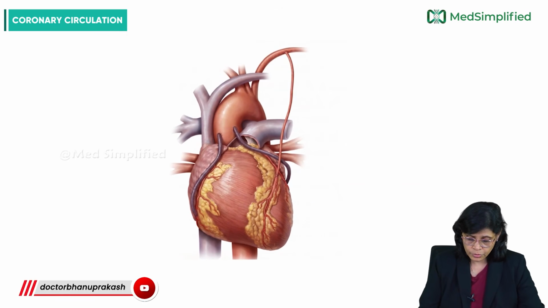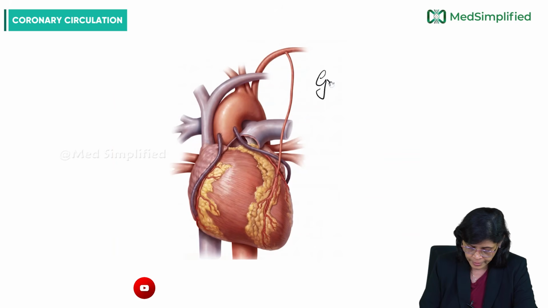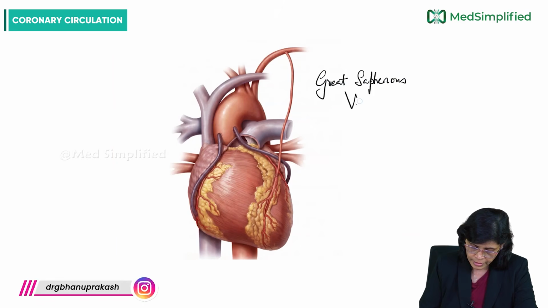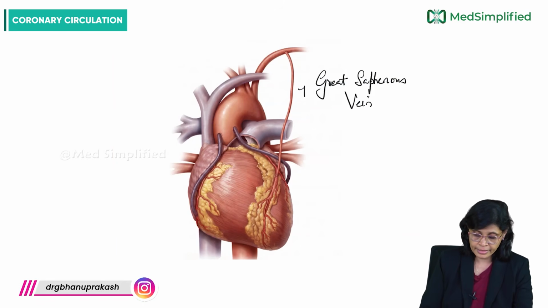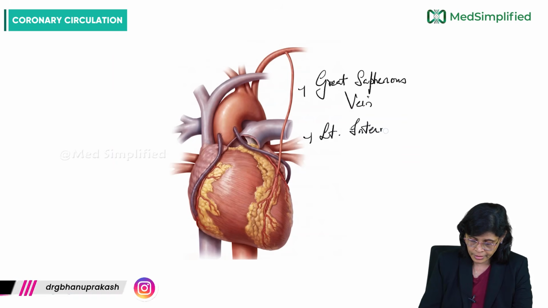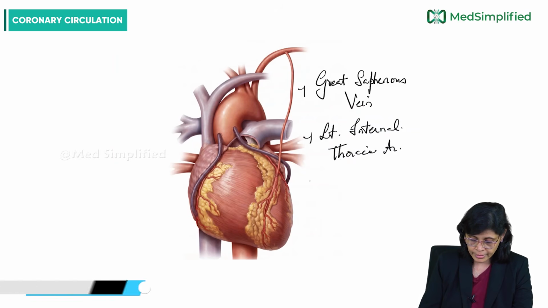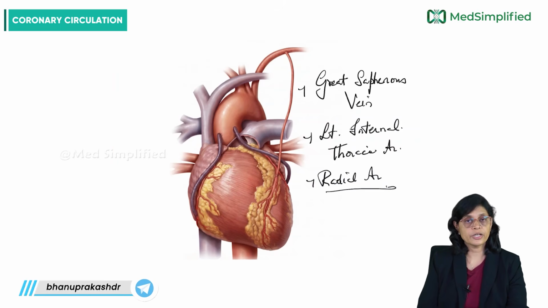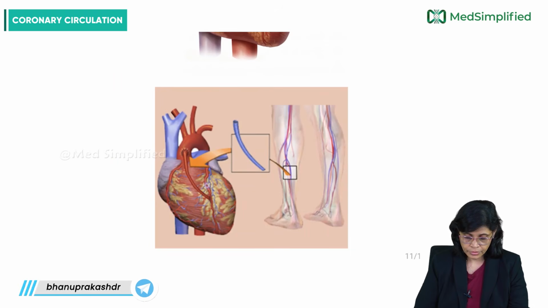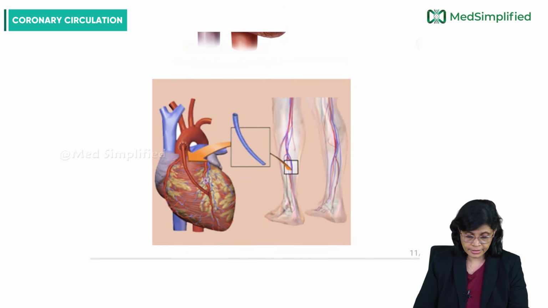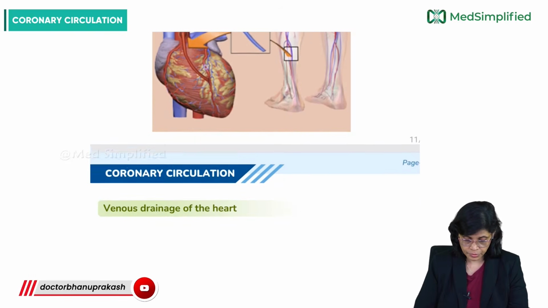The commonly used blood vessel here is the great saphenous vein. Other than that, the left internal thoracic artery or internal mammary artery is also used, and sometimes the radial artery is also used. So these are the blood vessels used in coronary bypass. The most common is the great saphenous vein. So this is how it is anastomosed.